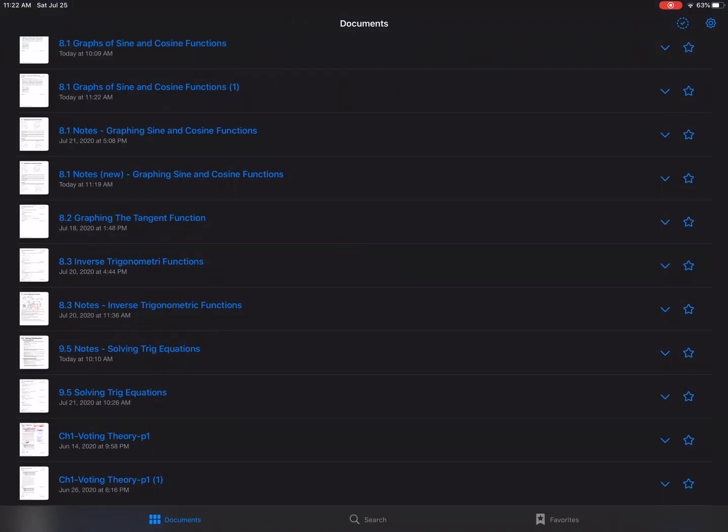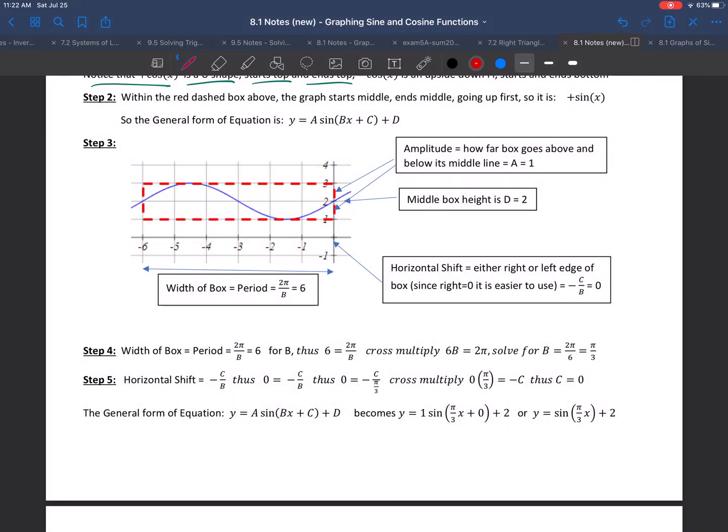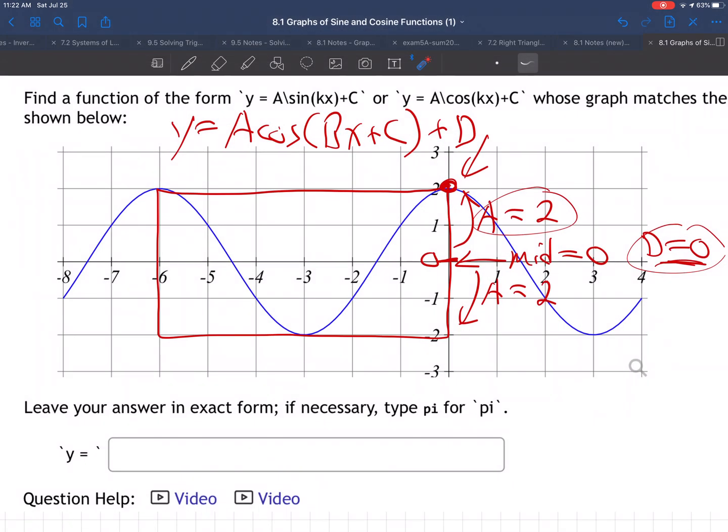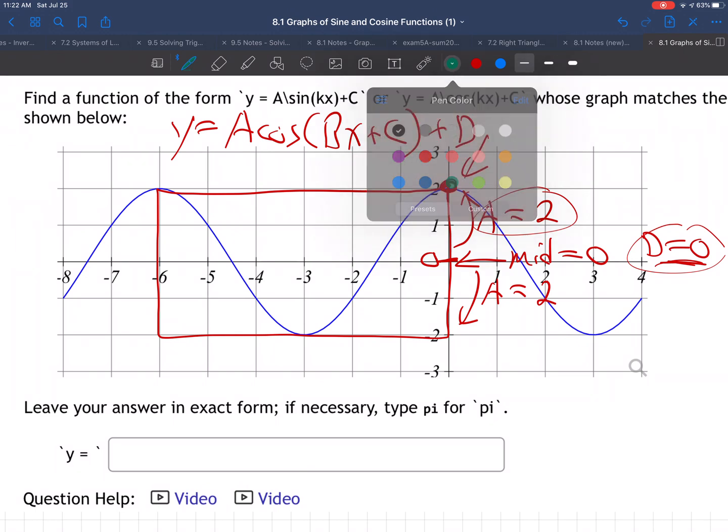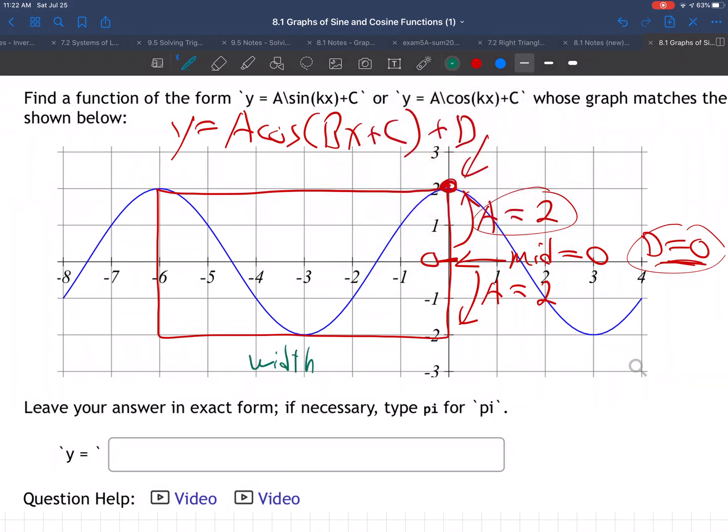How do we get the B and the C? Well, coming on down. For the B, the width of the box, see the width down here? The width of the box is the period, 2 pi over B. So let's go do that. So what is the width of our box? The width of our box from edge to edge is 6, isn't it? That's the period. So that means 2 pi over B. That's the period form. There must be 6.